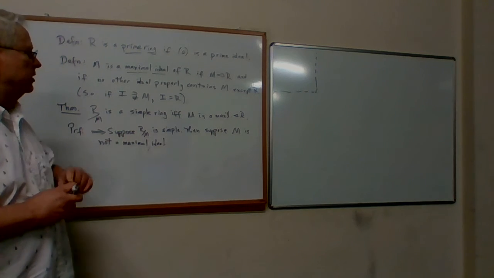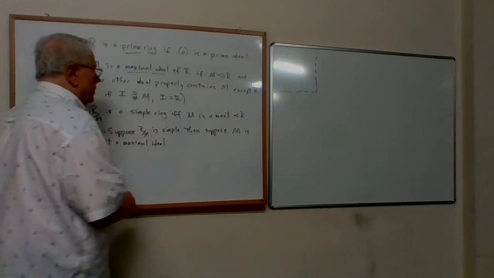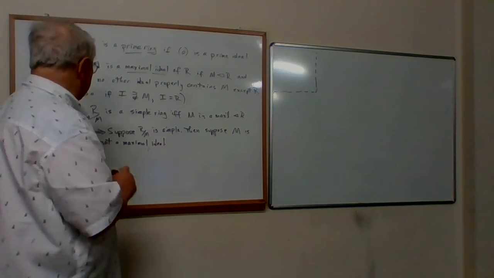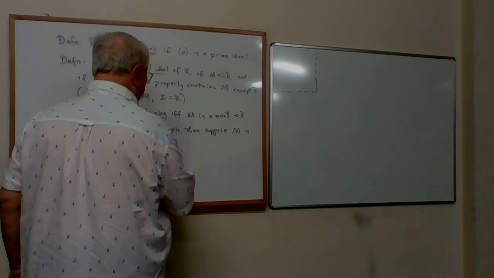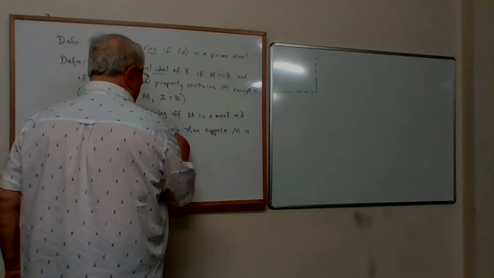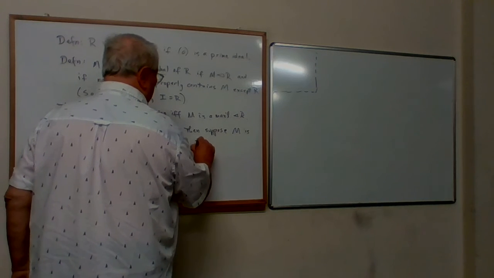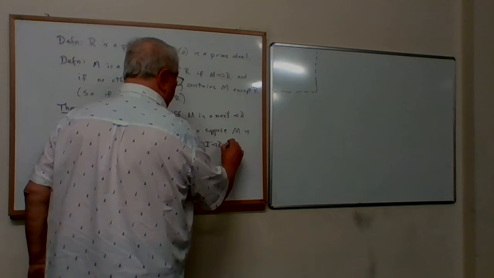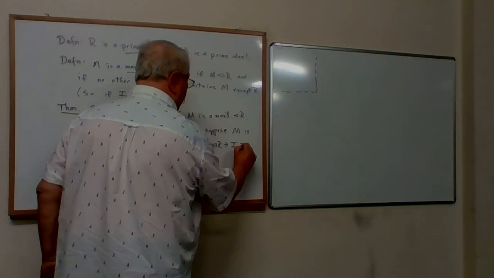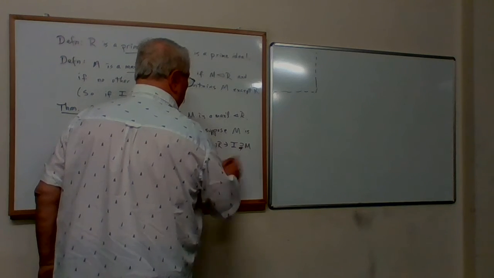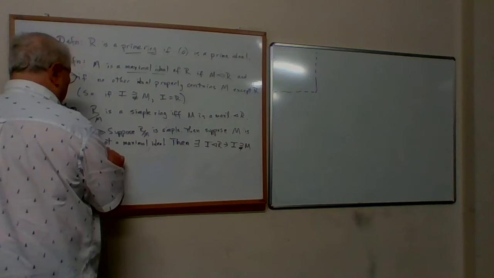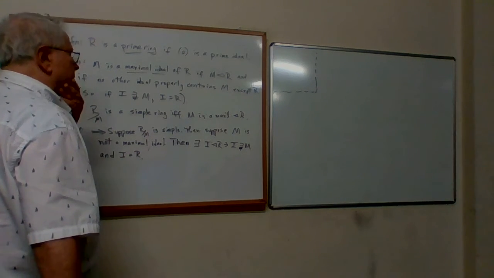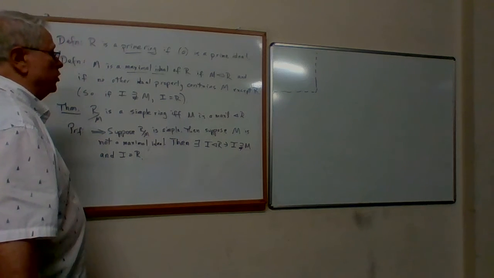So suppose that R mod M is simple, but M is not a maximal ideal. Since M is not a maximal ideal, there must be a bigger one between M and R. So then there exists some ideal I of R such that I contains M and I is not the whole ring. Okay, that's what it means for M to not be maximal.